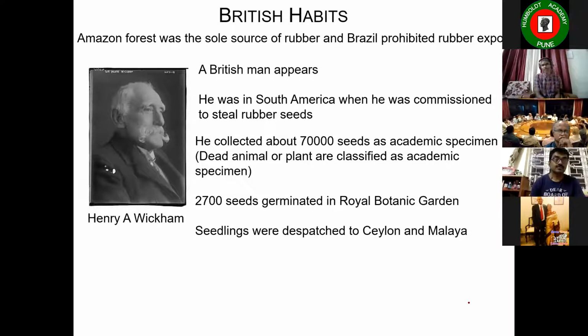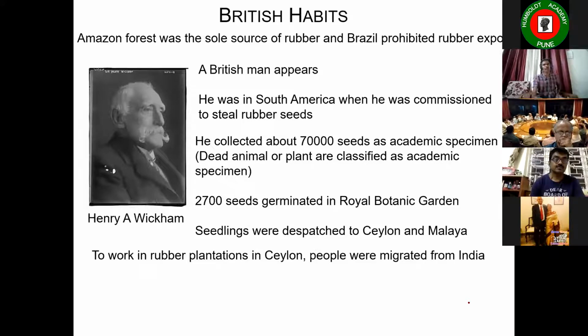So he brought 70,000 seeds to the Royal Botanic Garden in London. 2,700 seeds germinated. And from there, they dispatched those seeds and seedlings to Ceylon and Malaya, right? They were under British control, so the weather is better, right? So they transported them. This is what the British are, right? I have written that people migrated, but actually they were shipped largely from Tamil Nadu to Ceylon to work in the rubber and tea plantations in Ceylon.